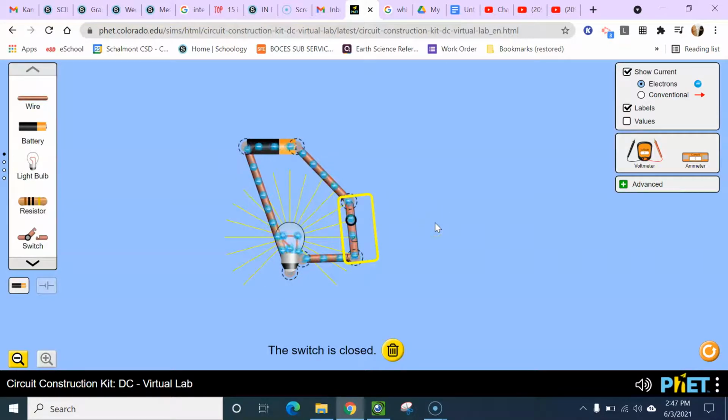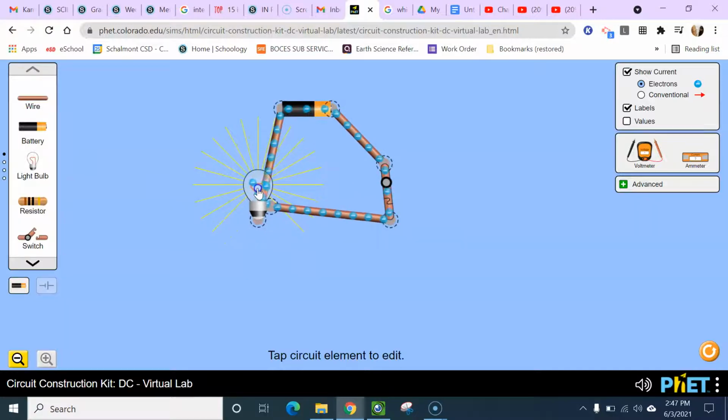Okay, so number 13. But now it wants us to add another path, another circuit here around the light bulb. Put a light bulb in there. So this one has its own loop for the light bulb. And I'm going to open the switch.